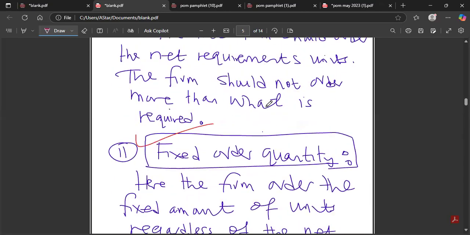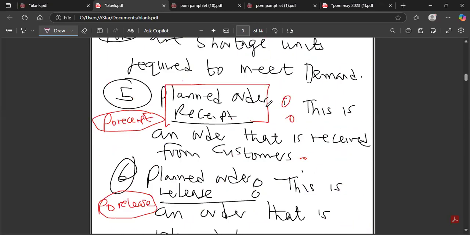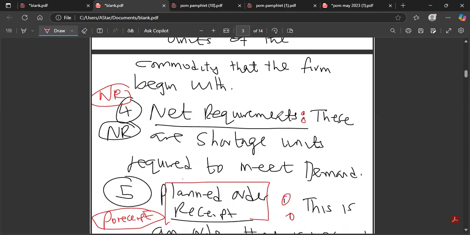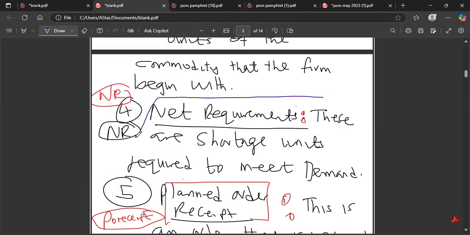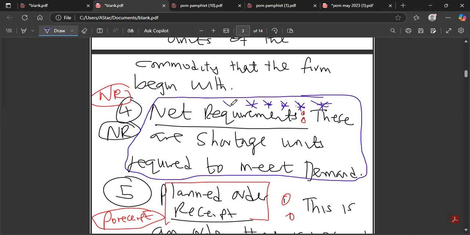Okay, let me come back here. Among the 6 components, I told you, it's called net requirements. What is net requirements? These are shortage units required to meet demand. We are going to have what we call net requirements. Net requirements are shortage units required to meet demand.